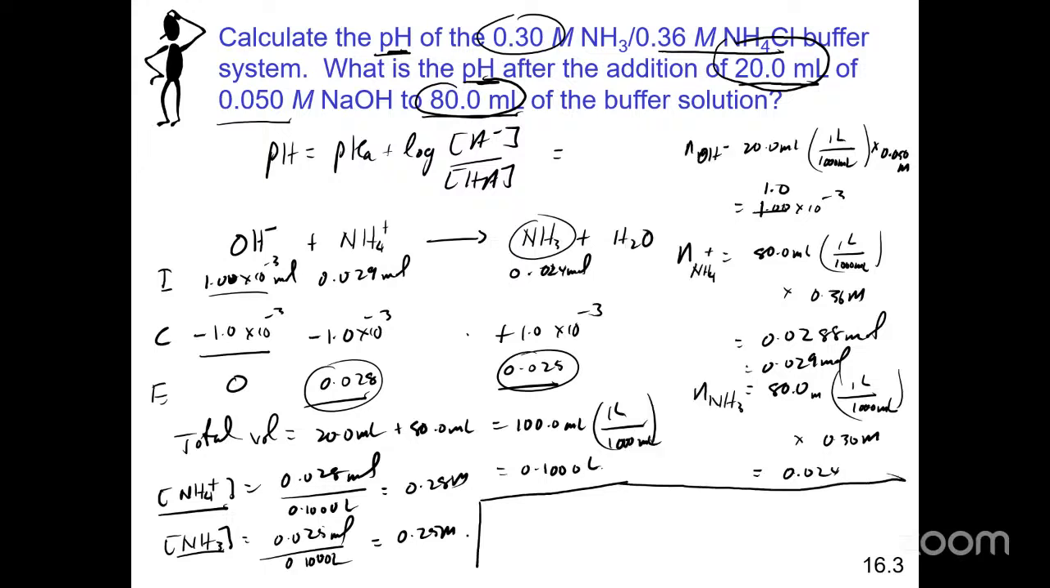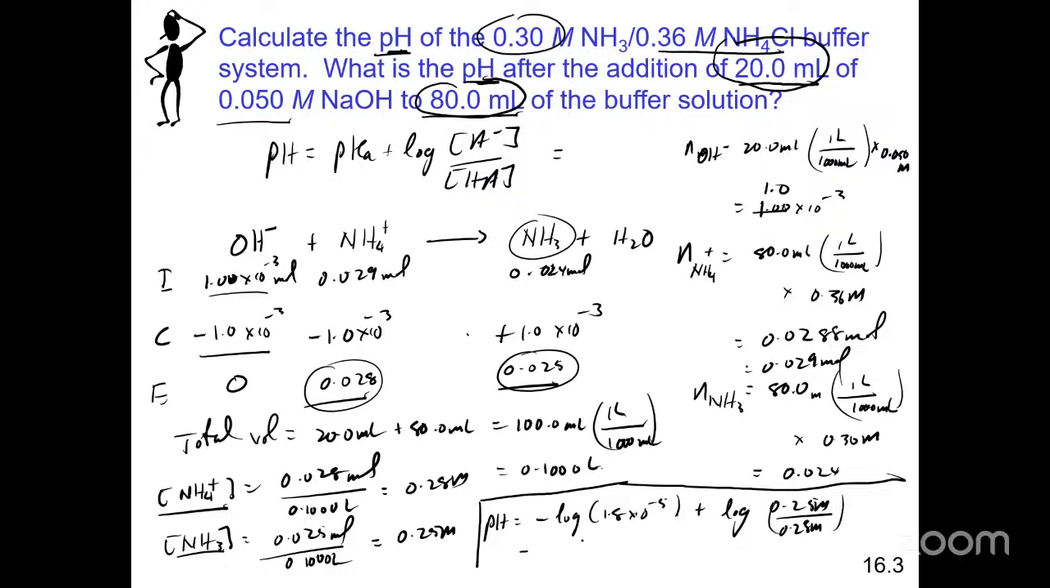See if I can squeeze this down here. So pH is equal to the pKa, which is minus log of the 1.8 times 10 to the minus 5, plus log of the concentration of the conjugate base, which is 0.25 M, divided by the concentration of the acid, which is 0.28 M. And then we work this out.